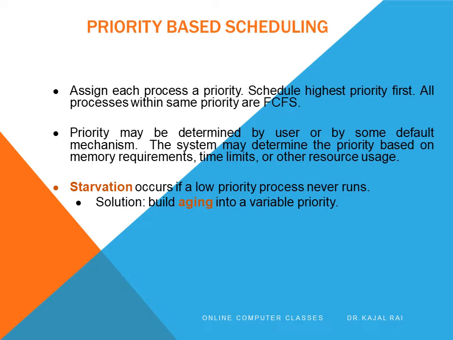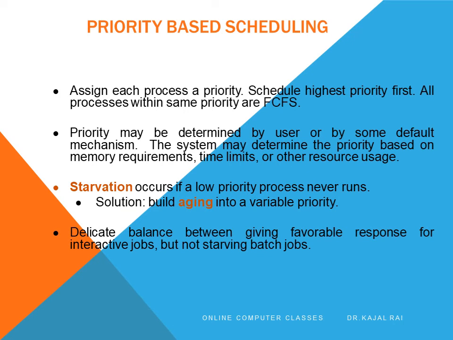Aging is a mechanism where, for a low priority process, after a certain amount of waiting time, we change its priority, and in one step we increase the priority of that process by 1. This is the solution to starvation, which is called aging. It is a delicate balance between giving favorable response for interactive jobs but not starving batch processes.